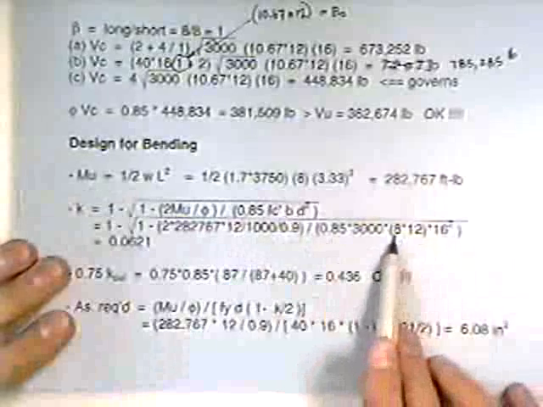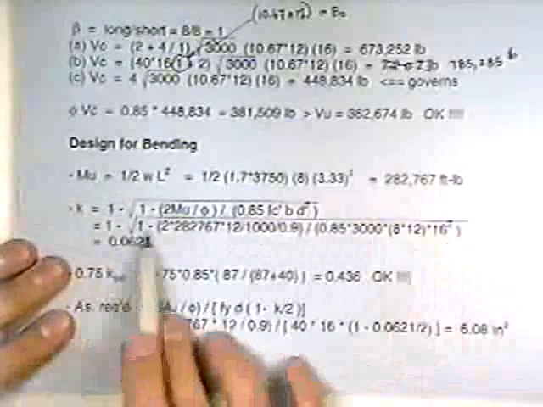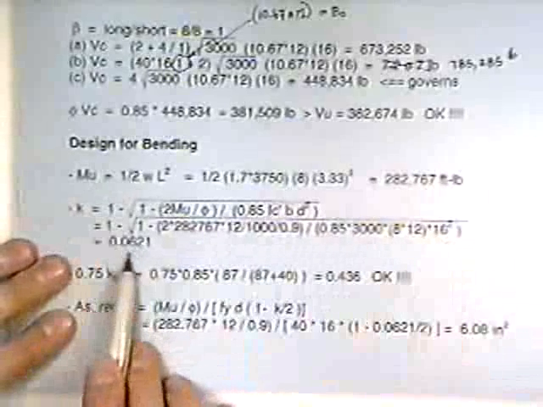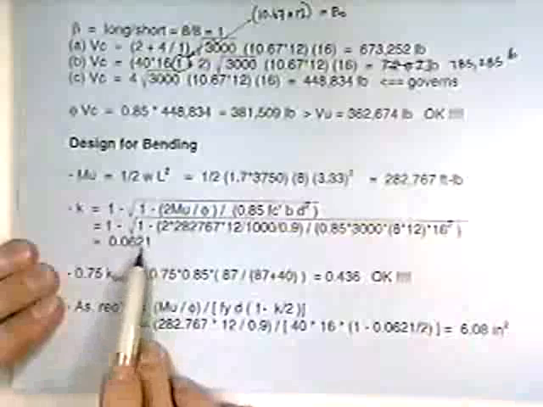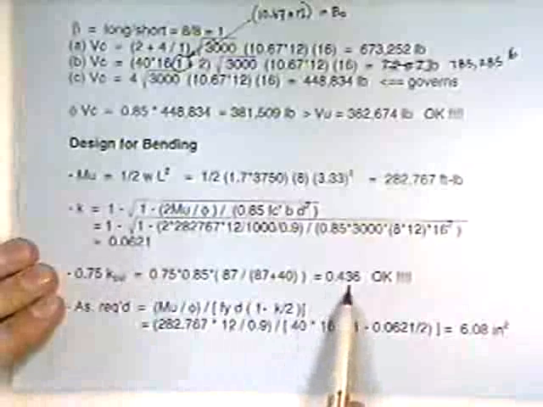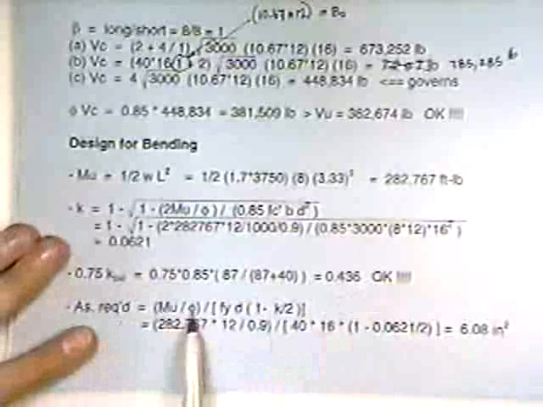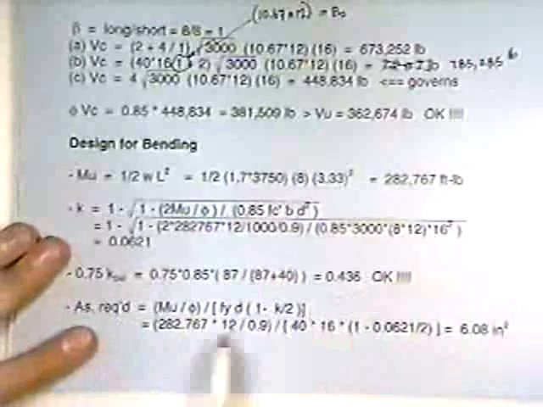B again is 8 feet times 12, to get you inches. D is 16. You know all this. K turns out to be 0.0621. You have to make sure K is less than 75% of K balance. Here's K balance, it's 0.436. The area of steel required is the moment, divided by phi, divided by this.